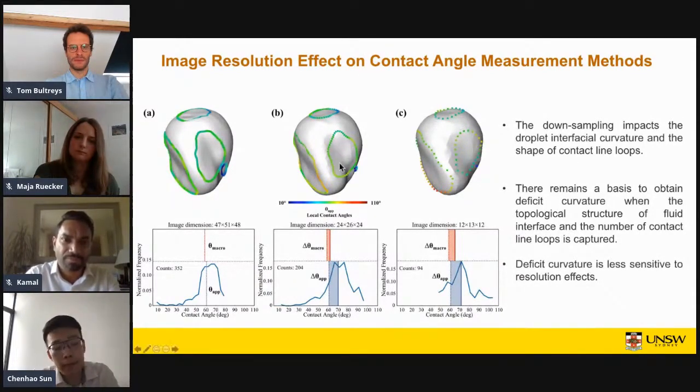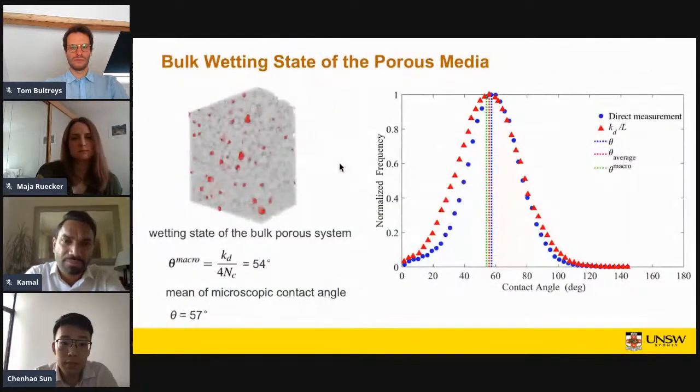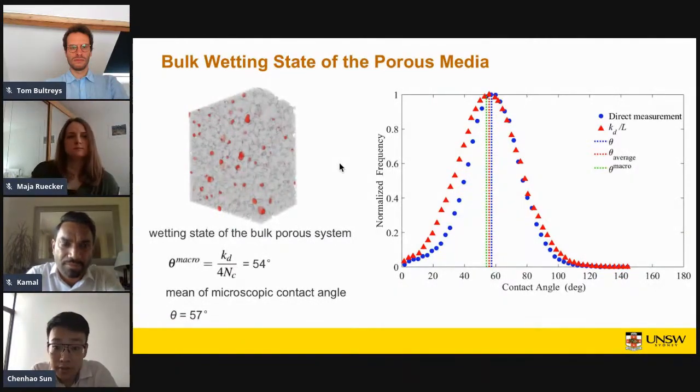So the deficit curvature is less sensitive to the resolution effects, which is particularly attractive as a way to capture the wettability on rough surfaces and tight rocks, where sub-resolution heterogeneity and the limitation of image resolution are present. Another advantage this community may be interested in is that this method can provide a single value of contact angle, or a universal metric, to represent the wetting state of the whole system. It's beneficial to be used as the input for direct numerical simulation for multi-phase flow.